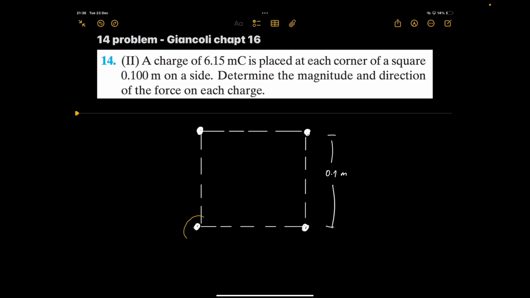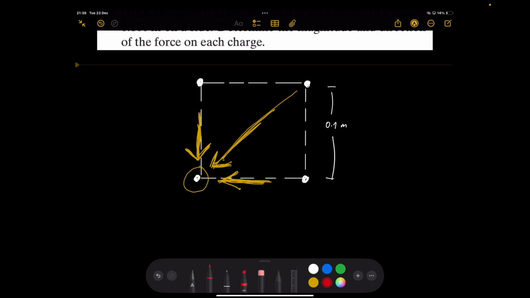If we take a look at this particle, it's going to feel a force coming from this other particle. It's going to push it away. At the same time, this particle is going to push it vertically, and this other one is going to push it horizontally. So it's very easy to see the direction of the resulting force. It's going to be along the diagonal.